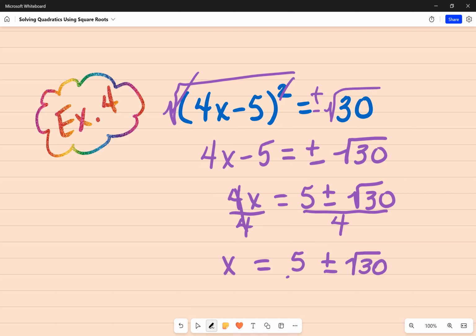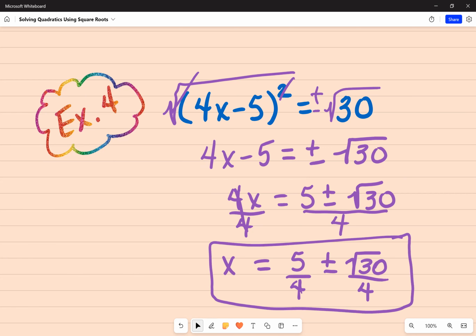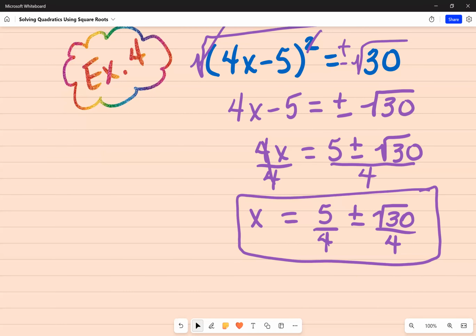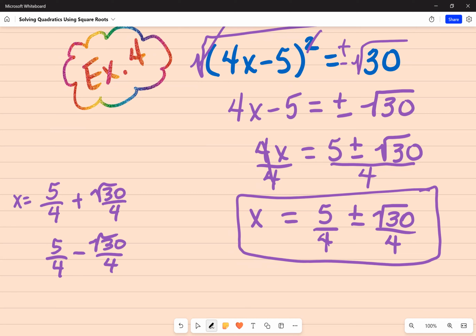And then I'm just going to separate the fractions. The 5 is divided by 4, and so is the other term. I can't further simplify this, so this is my final answer. Again, I could take those apart, and I could just have the 5 over 4 plus radical 30 over 4, and the 5 over 4 minus radical 30 over 4. It means the same thing. So x could be the set of that.